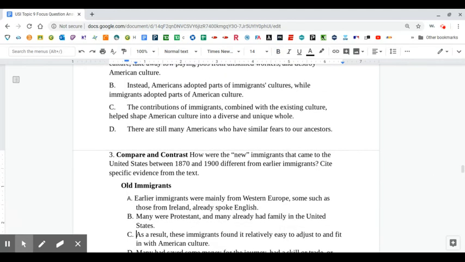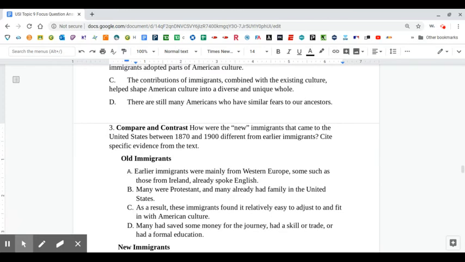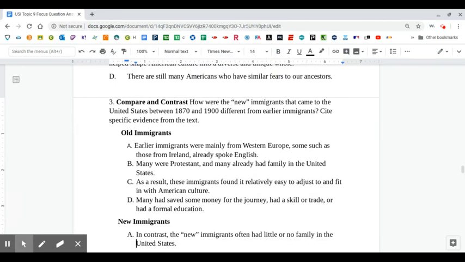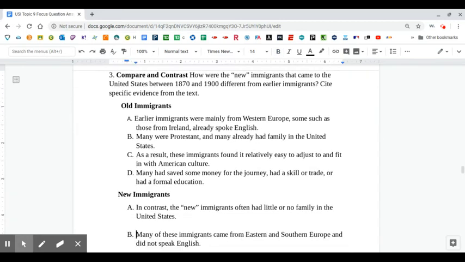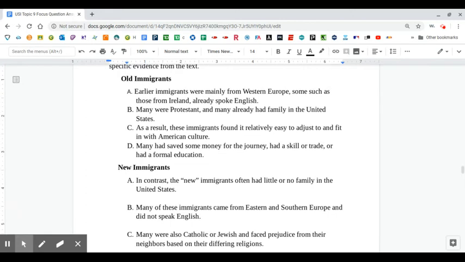3, compare and contrast. How were the new immigrants that came to the United States between 1870 and 1900 different from earlier immigrants? So really what we're doing here is comparing old immigration prior to 1870 to the newer immigration in the late 1800s. So earlier immigrants were mainly from Western Europe.